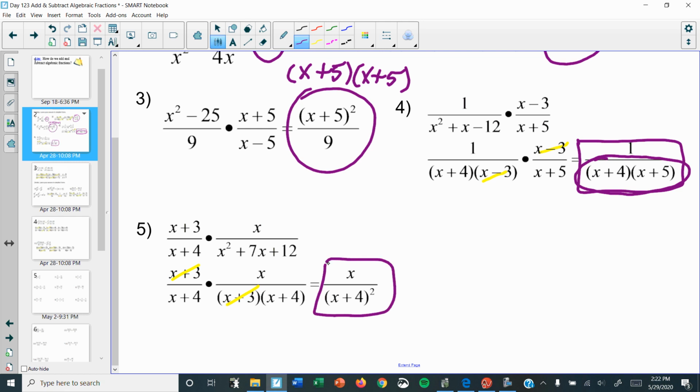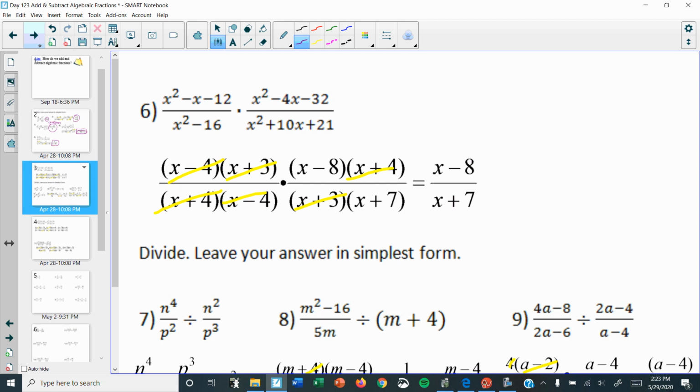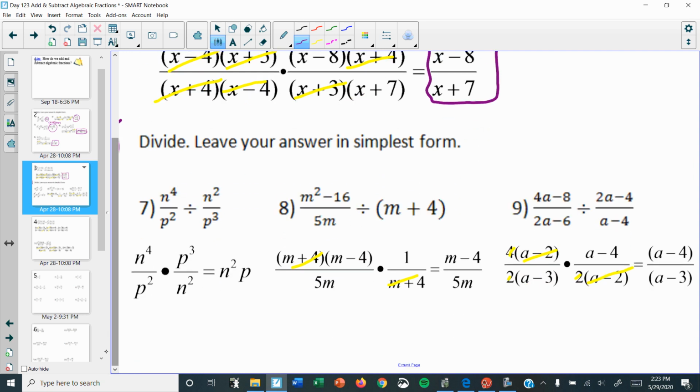And there it is. So again, you can always pause the screen. If you have a question, please ask your teacher. Number 6. Yeah, there was a lot you could do with number 6. And there was your final answer. Okay. Remember, with division, go back to 6th grade.